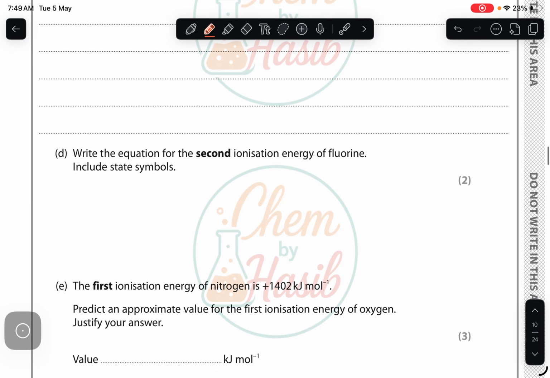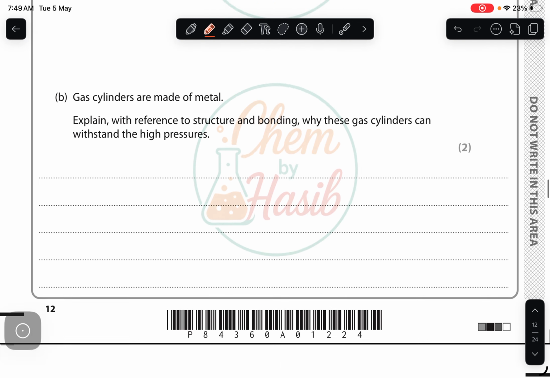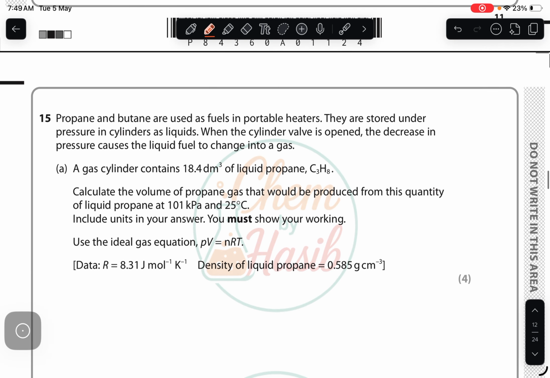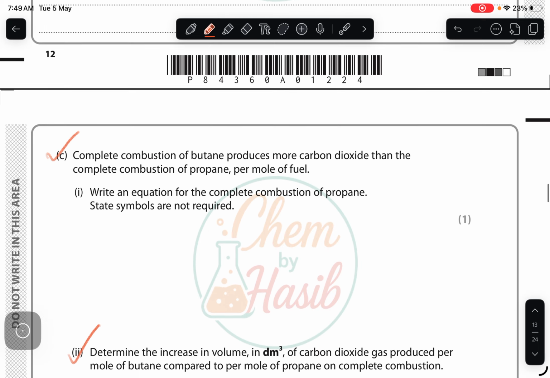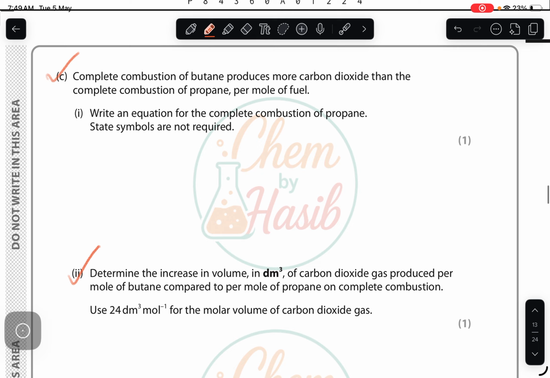Then we move on to section B, question number 15. It is question 15C1, yeah. It says write an equation for the complete combustion of propane. State symbols are not required. Propane has the formula C3H8.